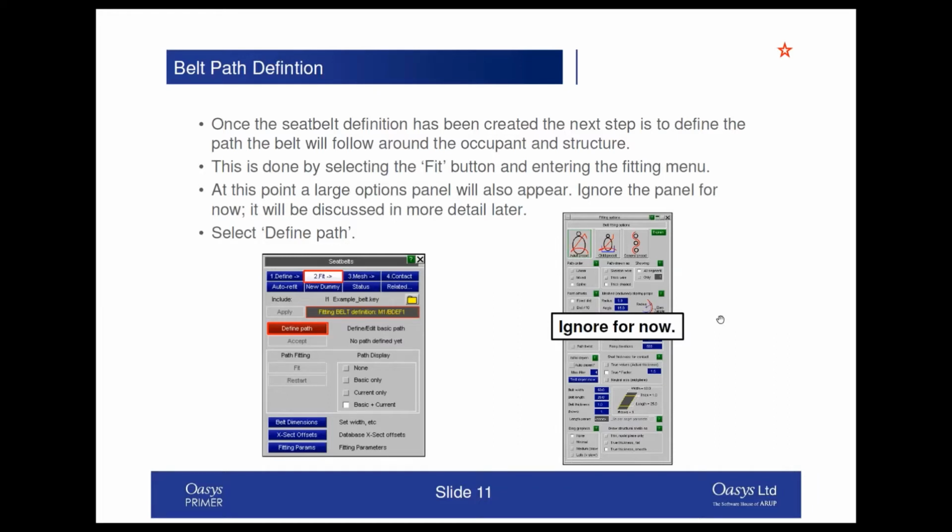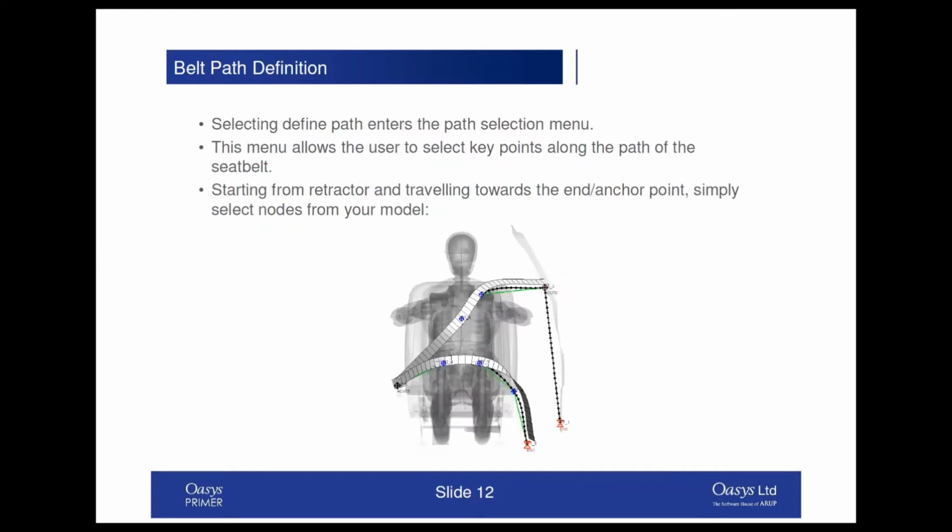So the first thing we do in this menu is the red button there, define path. And this takes us to a path selection menu where we start to build up the path the belt is going to take around our occupant. So eventually we're aiming to get something like what's on the screen. At the moment, we would start from one end of the belt to the other, typically the retractor, up to the shoulder slip ring, 1 or 2 points over the chest, down to the buckle, and then back over to the pelvis, 1 or 2 points on the pelvis, and down to the floor.